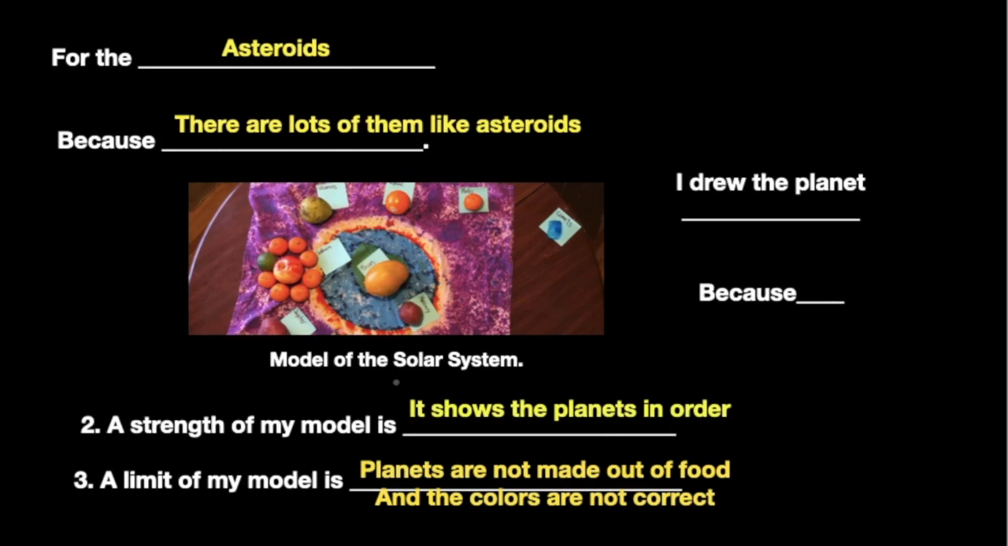So here will be an example of finished work. One picture and 3 sentences. This is my picture of fruits and vegetables that show the solar system. Sentence 1, I use goldfish crackers for the asteroids because there are lots of them, like there are lots of asteroids. Sentence 2, the strength of my model is it shows the planets in order. Sentence 3, a limit of my model is planets are not made out of food and the colors are not correct. So that's how simple this is.